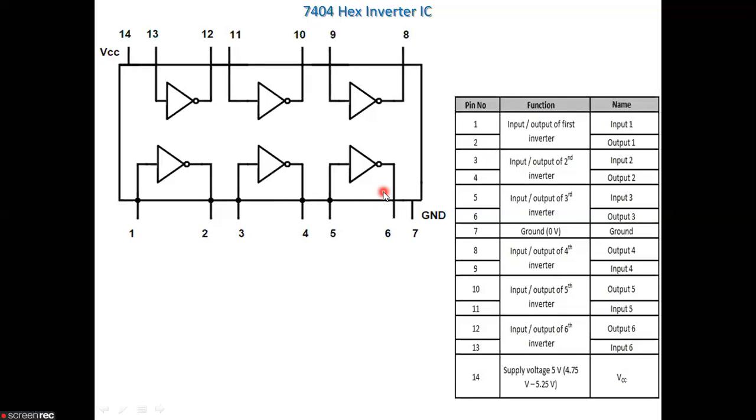Now, keep in mind that this IC is known as a hex inverter. Why is it called so? Because this particular IC consists of 6 NOT gates. This is first, second, third, fourth, fifth, and sixth. That's why this IC is called a hex inverter or 7404 hex inverter.